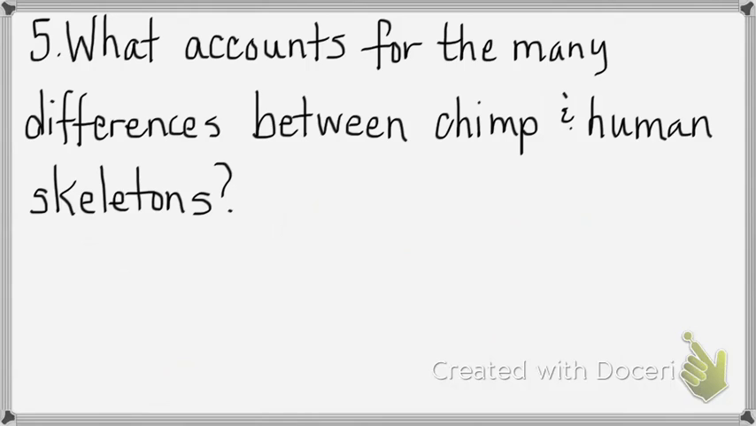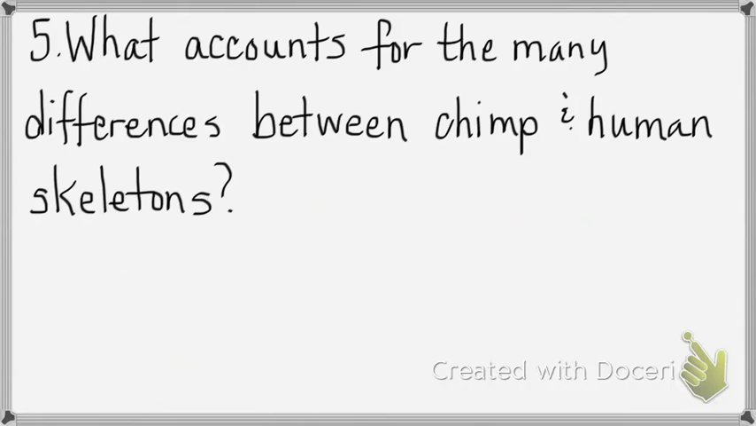Okay, next page in our lab manual, page 156, we compared the basic skeletal structure of a human to the basic skeletal structure of a chimp. And for this question, I just want you to think of what accounts for the differences from the neck down. So don't think about the skull right now, just from here downward.